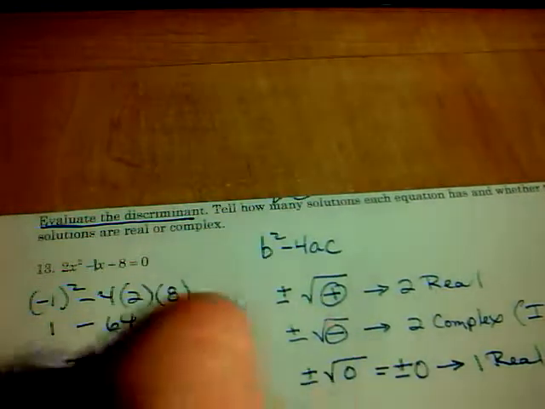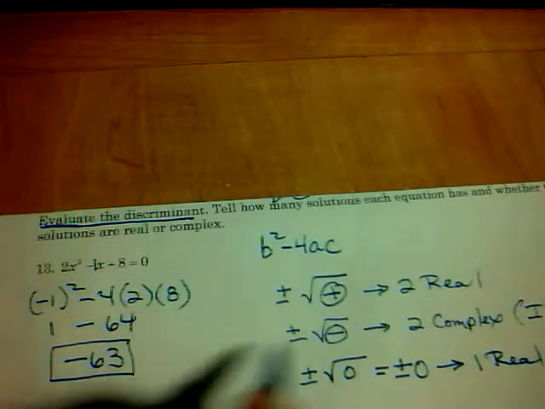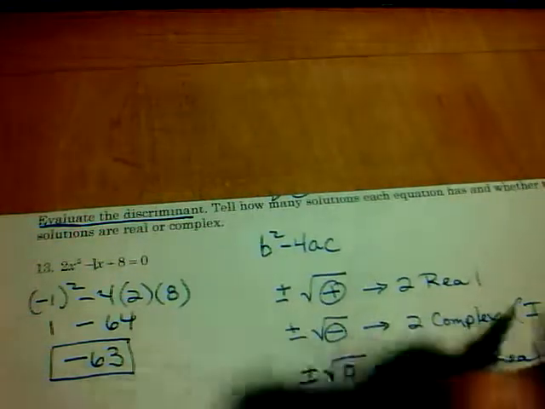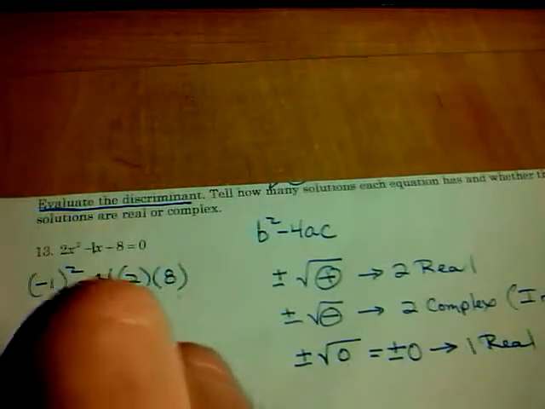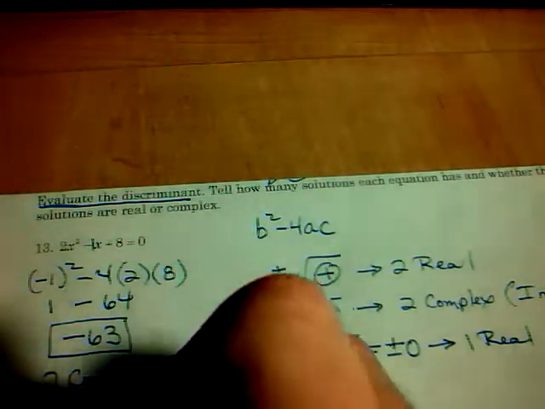And we have our discriminant. Our discriminant in this case is negative. So in this case, this quadratic, if we were to go ahead and solve it, would have two complex solutions.